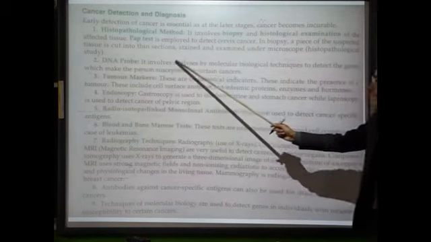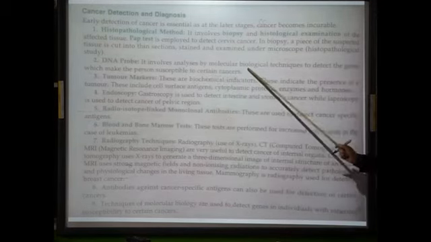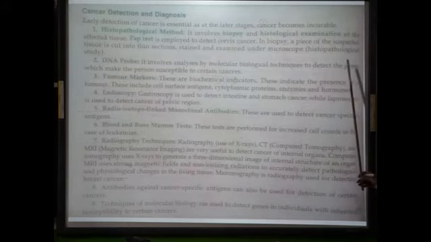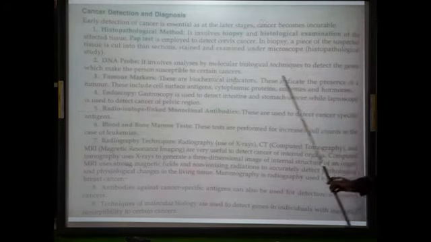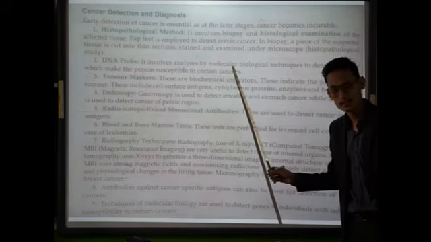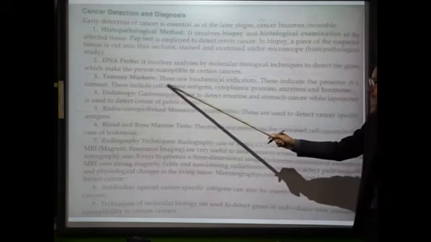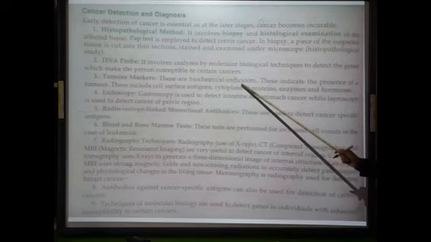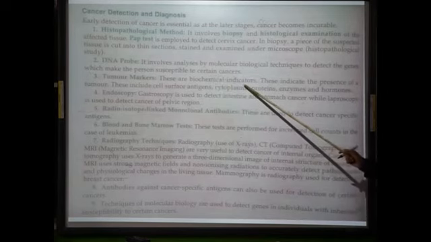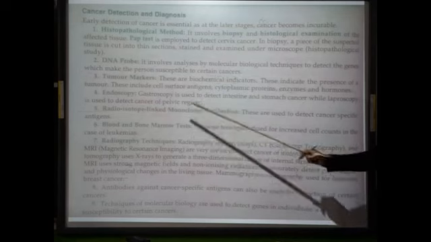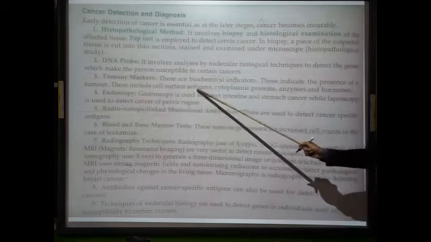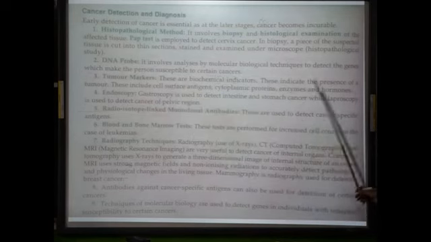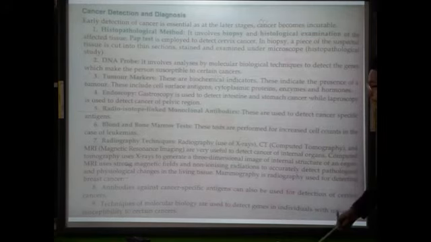Then we'll use molecular biological techniques to find out the genes which are defective, which are responsible for certain cancers. Tumor markers will detect the presence of tumor in our body. So these are biochemical indicators which will indicate the presence of tumors. And these markers include surface antigens, cytoplasmic proteins, enzymes, and hormones. Remember the names of the markers.